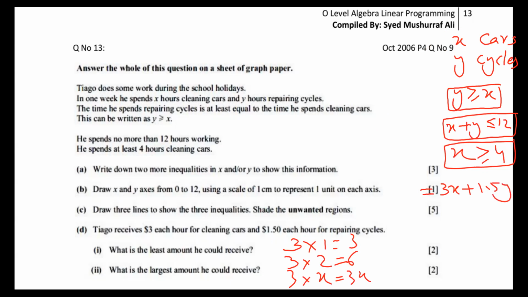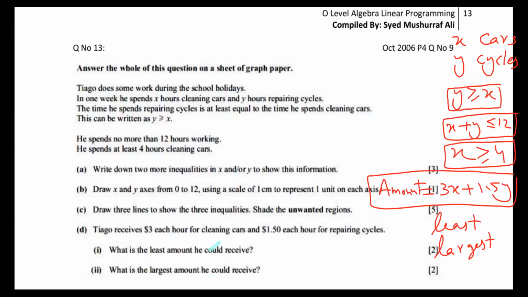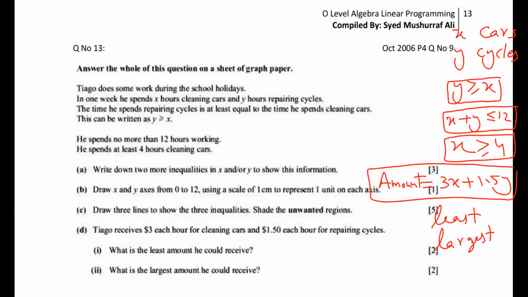Okay, this is equal to the amount. You can say amount received, or only amount is better. So I'm writing here amount. So we have the equation, very clear. I will use this one to find the least amount he could receive or the maximum amount. So we go for two things, least and largest. Let's see how we can complete this question now, and let's go to the next page.